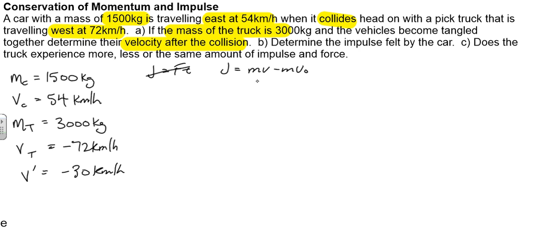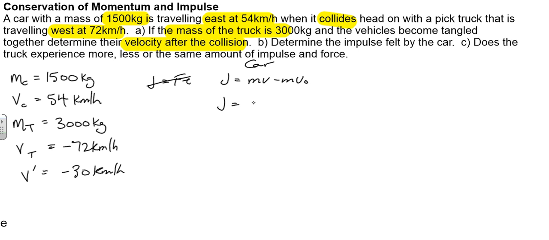So I've got the mass, and we're going to do them individually. This is the car we're looking at, so we're going to look for the information about the car. The impulse felt by the car is equal to the mass of the car, which is 1,500 kg, times the velocity after. That's the negative 30, but we can't leave it in kilometers per hour for this. If I do the math, I get 8.33 meters per second.